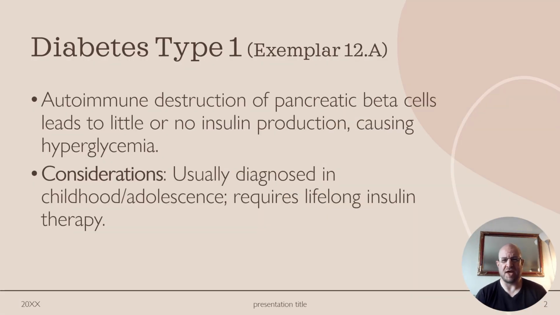So, we're going to start with type 1. Basically, this is kind of like a juvenile onset diabetes. Autoimmune destruction of the pancreatic beta cells happens, causing little to no insulin production, which causes hyperglycemia or high blood sugar. It's usually diagnosed in childhood or adolescence and requires lifelong insulin therapy.